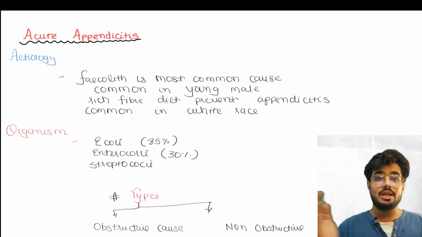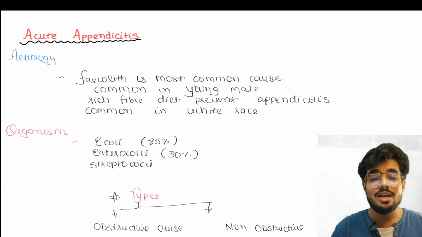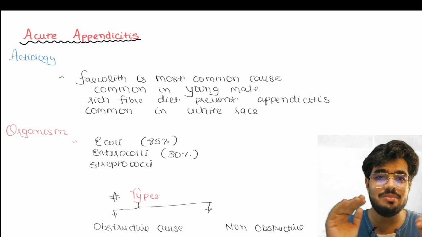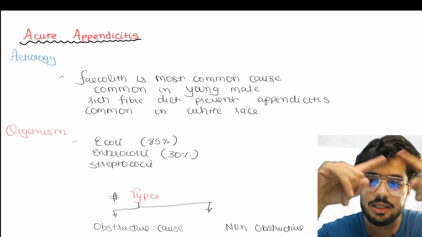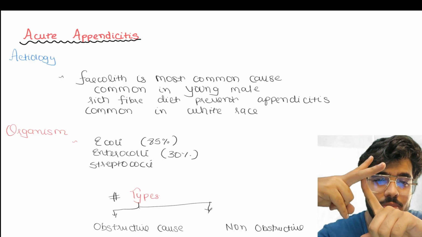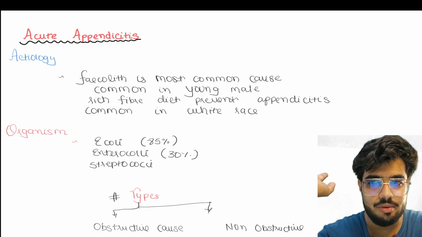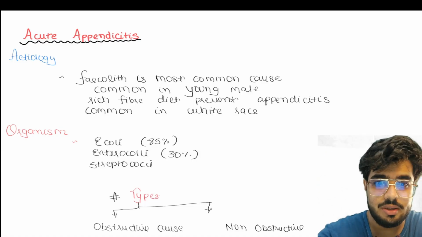Now coming to our main topic, inflammation of the appendix: appendicitis, acute appendicitis. What is it, how does it happen, we will learn everything easily. Starting with the etiology. In the exam, this is how to write: etiology, organism, pathogenesis, treatment modalities, complications. This is our examination format. So starting with etiology, in whom is appendicitis seen more?